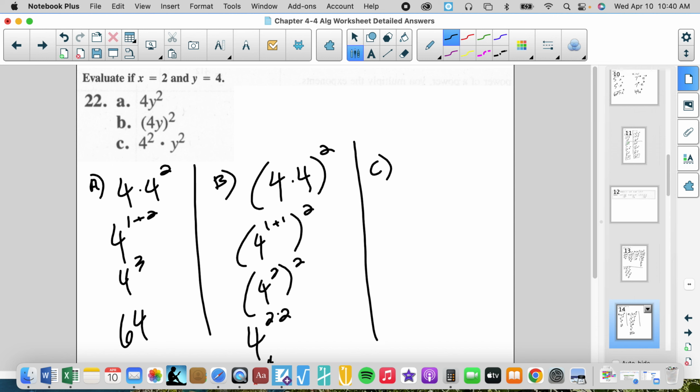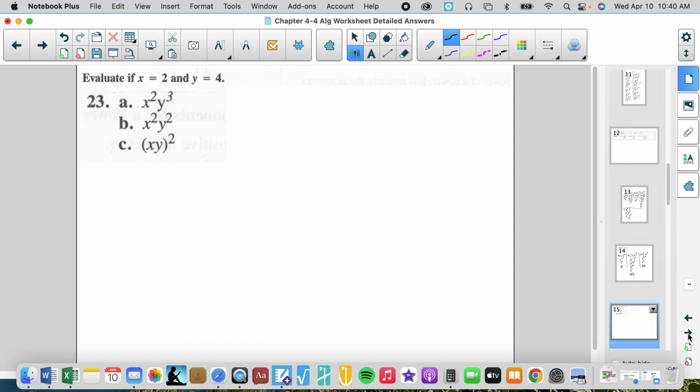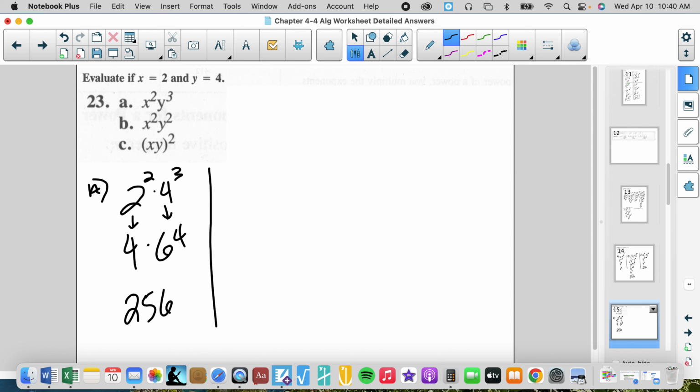And c is going to be 4 squared times 4 squared, which is 4 to the 2 plus 2, which is 4 to the 4, which is 256. A, x is 2 to the second, y is 4 to the third. These are unlike bases, so we have to simplify. We cannot combine exponents because they don't have like bases. And that's going to give us 256.